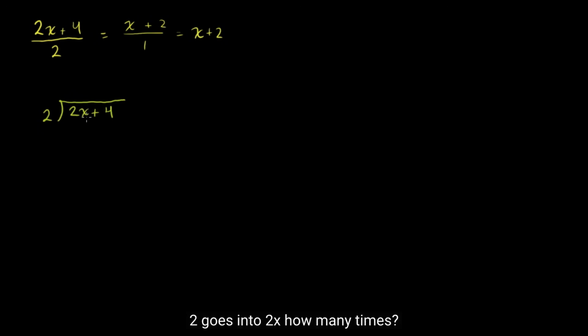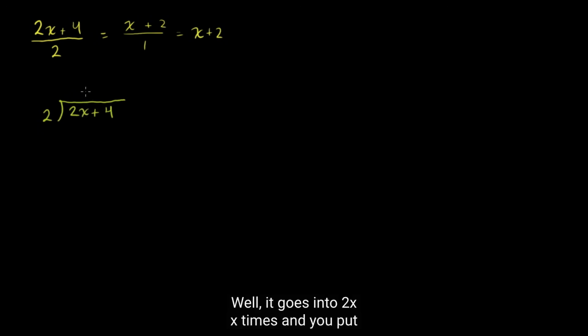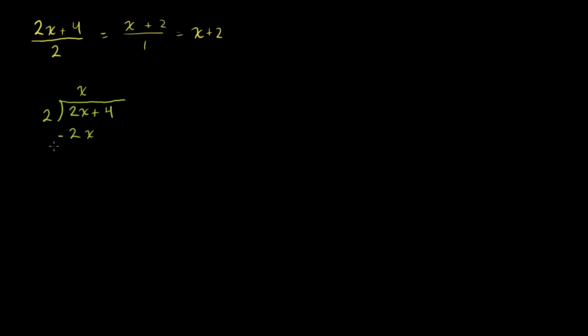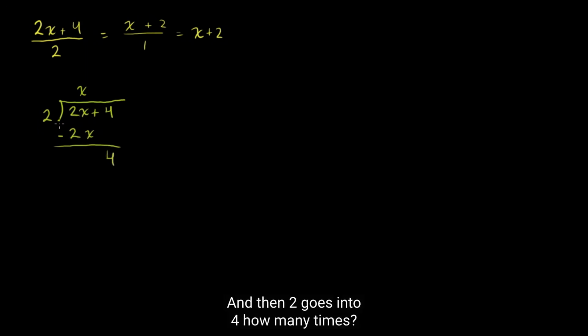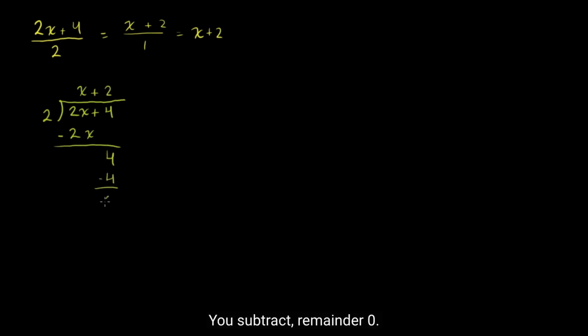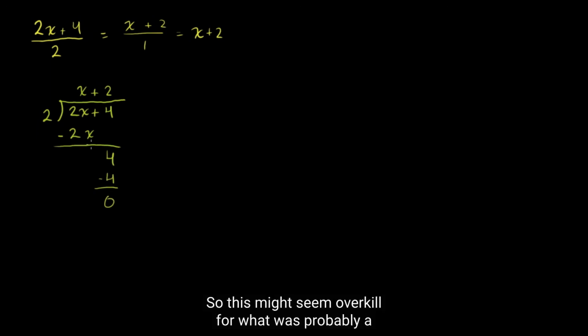2 goes into 2x how many times? Well, it goes into 2x x times. And you put the x in the x place. x times 2 is 2x. And just like traditional long division, you now subtract. So 2x plus 4 minus 2x is what? It's 4, right? And then 2 goes into 4 how many times? Positive 2 times. Put that in the constants place. 2 times 2 is 4. You subtract, remainder 0.